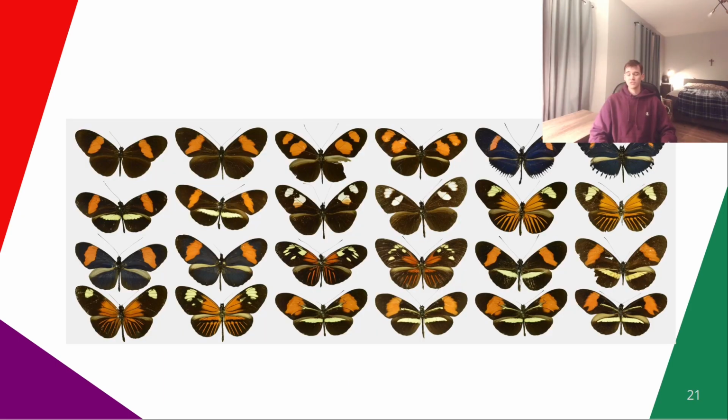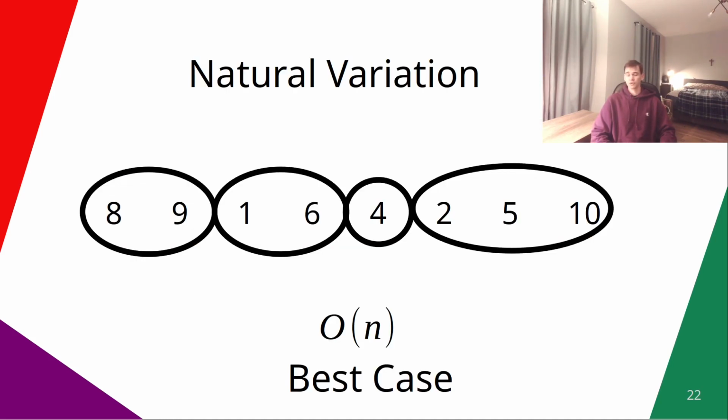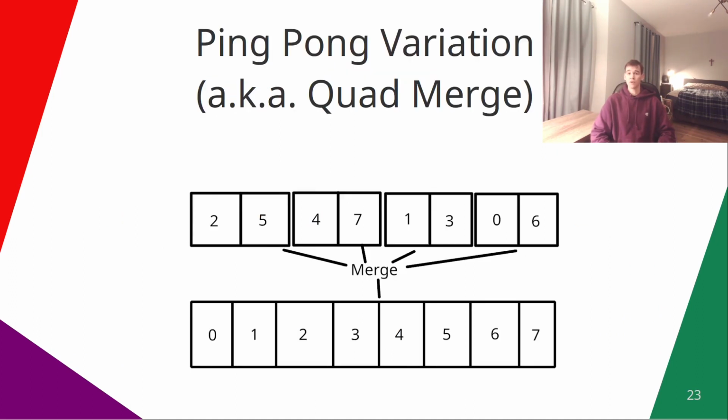To address some issues, many variations and optimizations have been made to this algorithm. One of them is called the natural merge sort. In this variation, sublists of ordered numbers that already exist inside the array are scanned for and collected to avoid having to sort them again. The ping pong variation, also known as quad merge, merges 4 lists at a time instead of 2 to minimize the number of times the lists have to be copied.